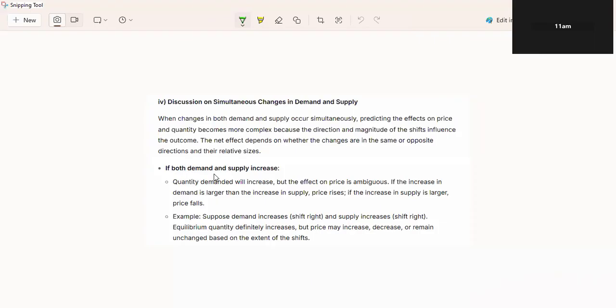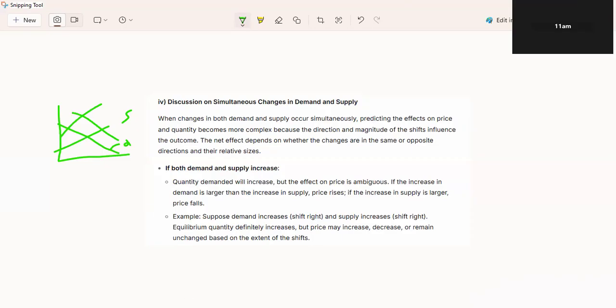So we know that an increase in demand will cause a shift to the right. An increase in supply will also cause a shift to the right. So the idea is, what is the effect if demand increased and supply increased? If the magnitude is the same, it will even out. If demand increases more in magnitude than supply, we're going to have a shortage. All right.